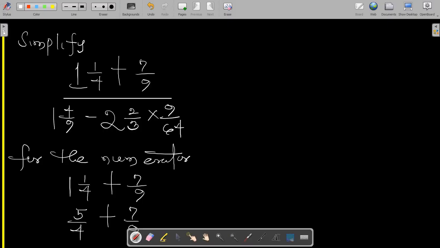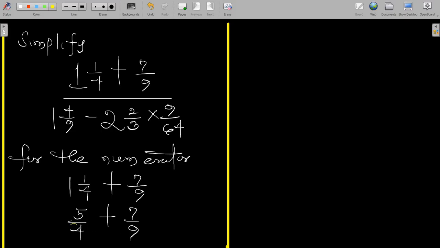So let's move on to the other side of the board. Let me draw my line to make my work nice and neat. So here now we are going to look for the LCM of 4 and 9. The LCM is 36. So 36 goes in 4, we have 9. 9 times 5, we have 45.